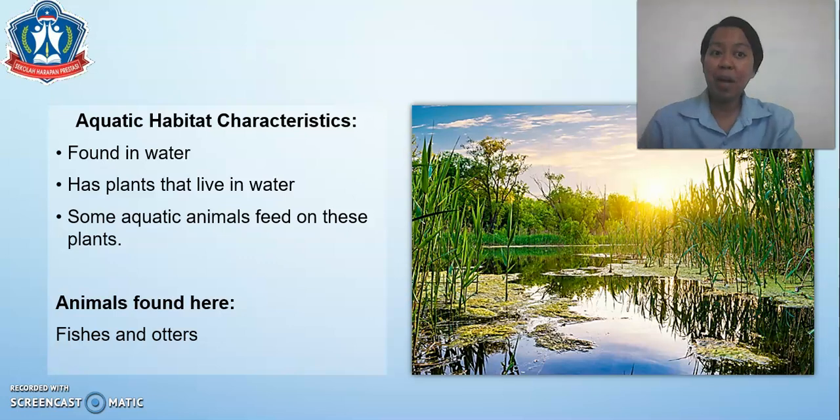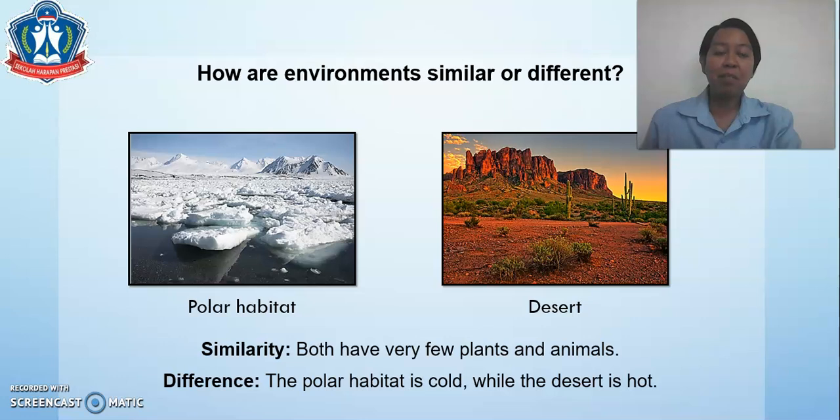Aquatic habitat characteristics: found in water, with plants that live in water. Some aquatic animals feed on these plants. Animals found here are fishes and otters. How are environments similar or different? Look at the two pictures here. It's polar habitat and desert.